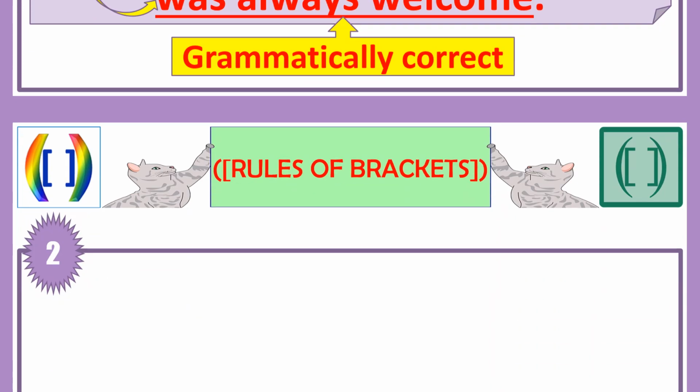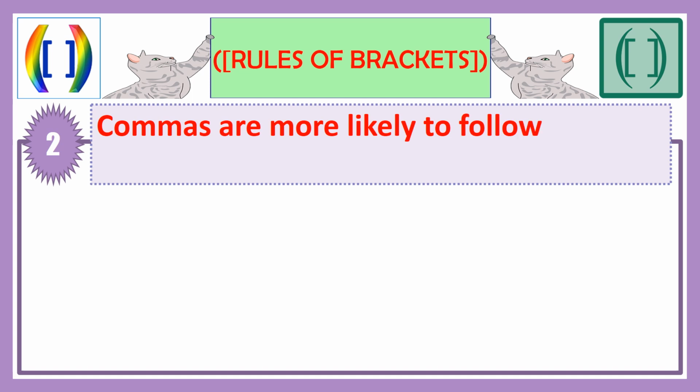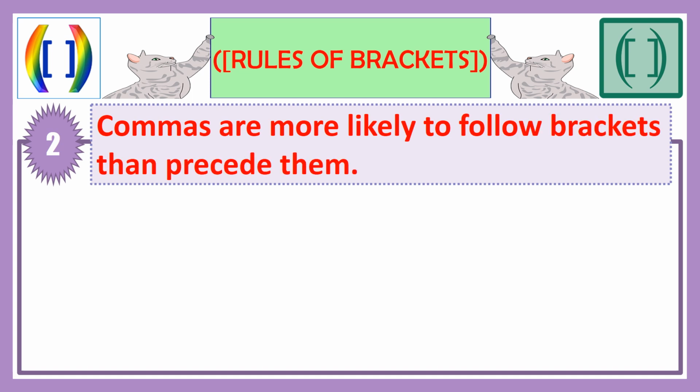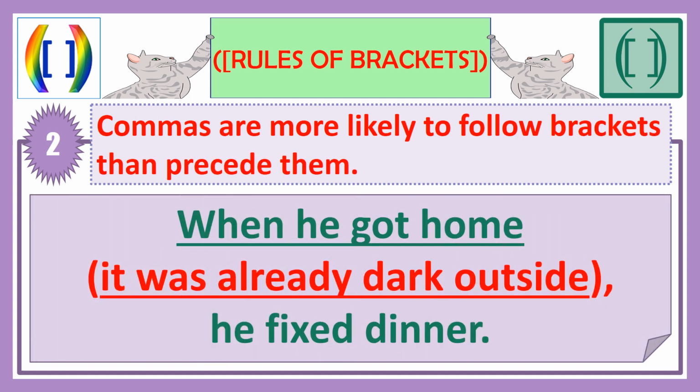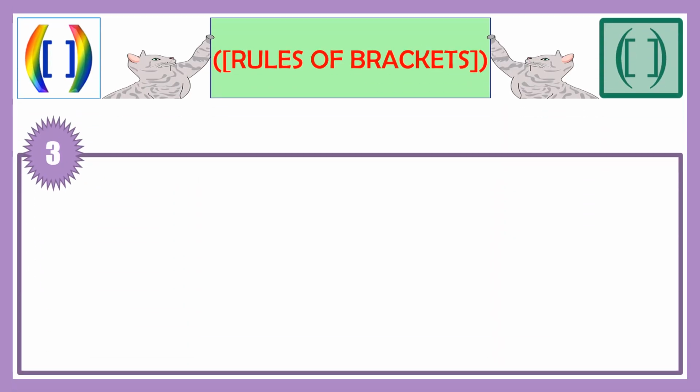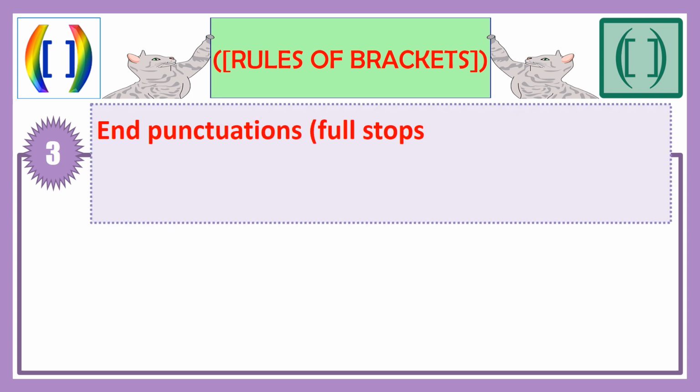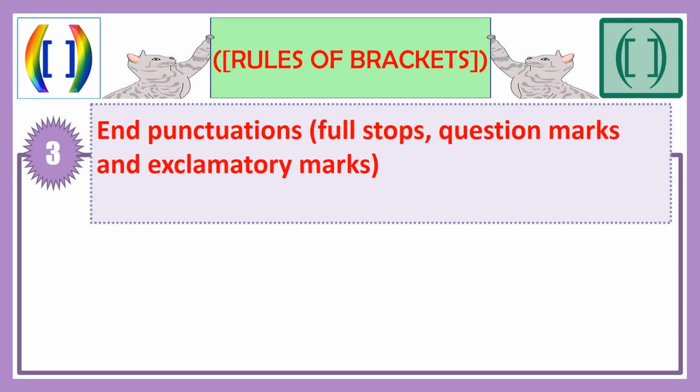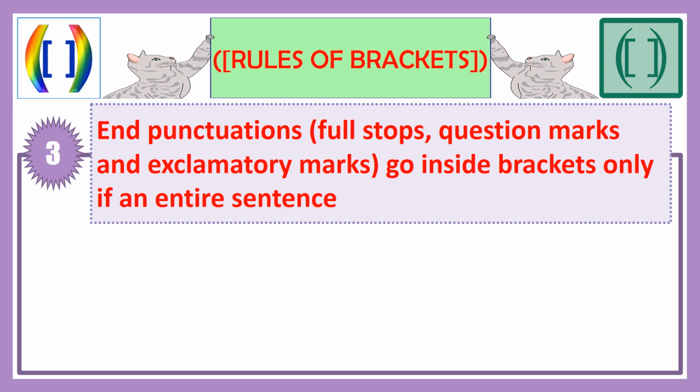Rule 2. Commas are more likely to follow brackets than precede them. Consider this example. Here, the comma follows the bracketed information. It was already dark outside because it relates to the first part of the sentence, when he got home, before the comma. Rule 3. End punctuation, full stops, question marks, and exclamation marks go inside brackets only if an entire sentence is inside the brackets.